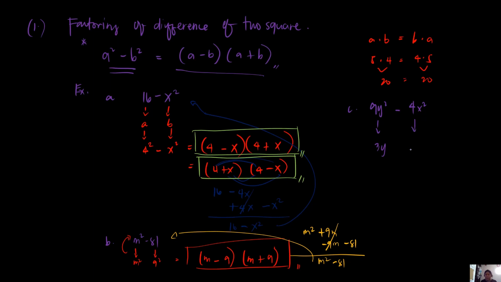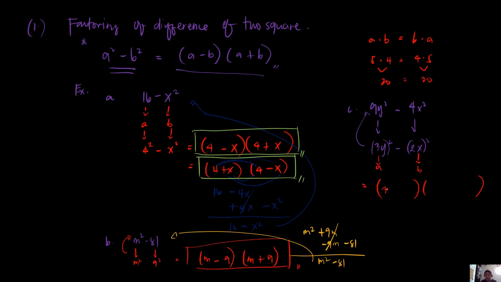Si 4x squared, that is our B, 2x. Okay po, 2x. Pag in-square natin sila, class, babalik sila dito. Okay po. Now, we already know what is the value of our A and what is the value of our B. Okay, now let's do the pattern.